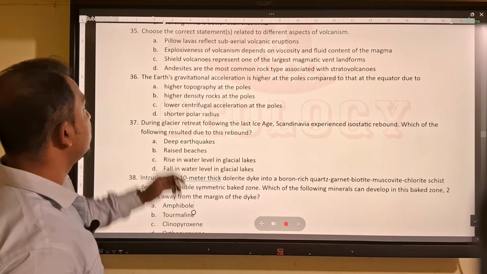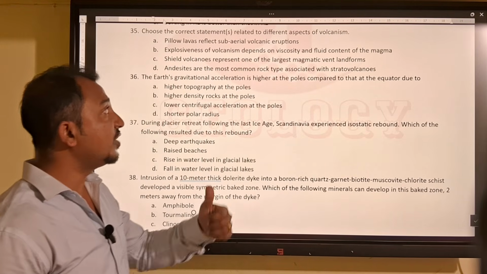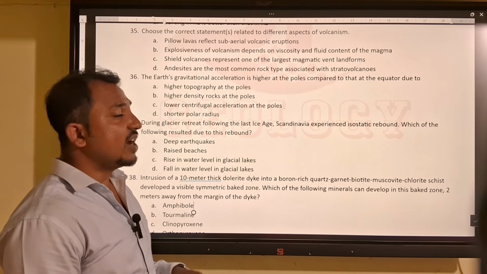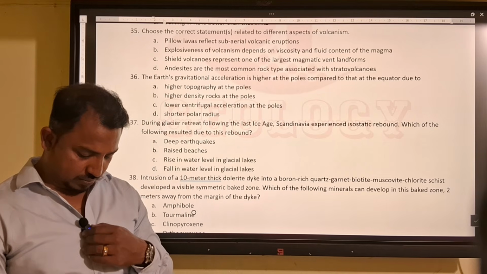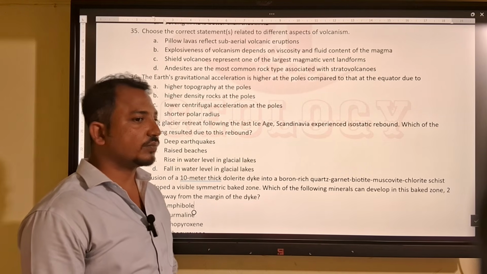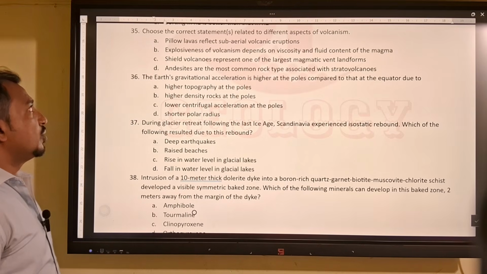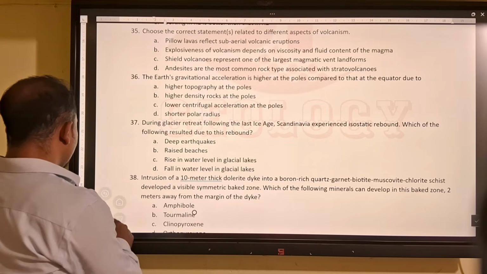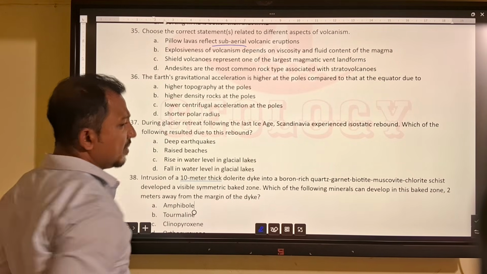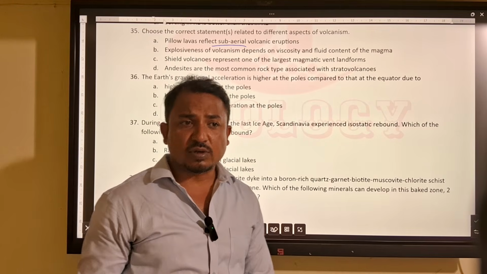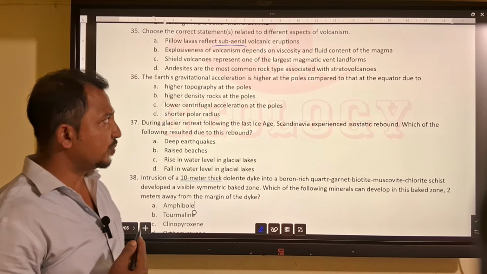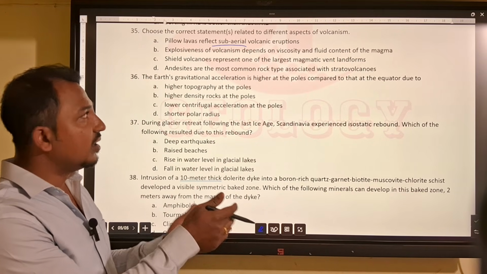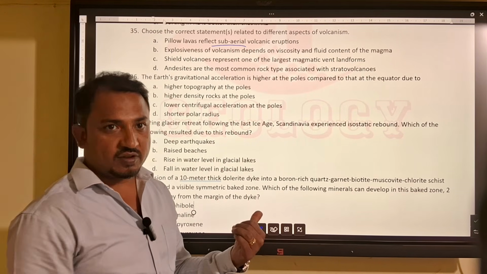Then comes the next question: choose the correct statements related to different aspects of volcanism. The first statement given is, pillow lava reflects subaerial volcanism. This is a tricky statement, you can say. We always remember that pillow lava is produced in subaqueous or submarine conditions. If you are not conscious enough in the exam, you will pick the word sub and choose this as a correct option.